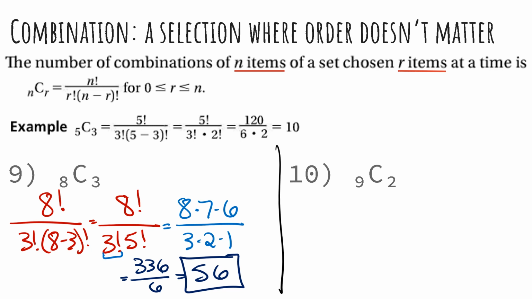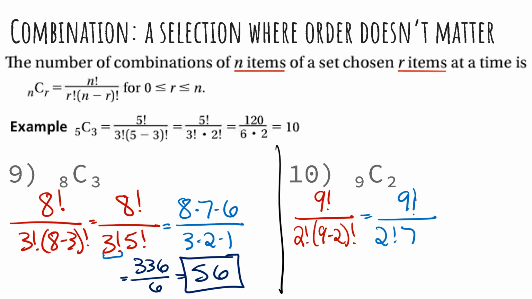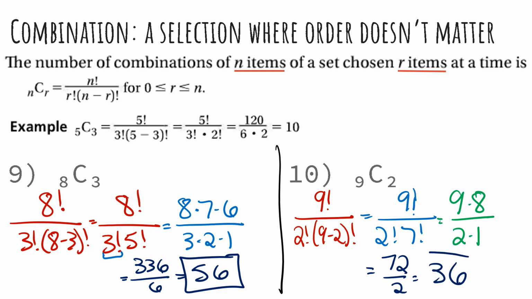Alright, the next one, 9 factorial 2. So we have 9 combination 2. So then we have 9 factorial, 2 factorial, 9 minus 2 factorial. So we'll have 9 factorial over 2 factorial, 7 factorial. So cancel the 7 out, so you have just 9 times 8, and then that's over 2 times 1 in the bottom. So 72 divided by 2, which would be 36.